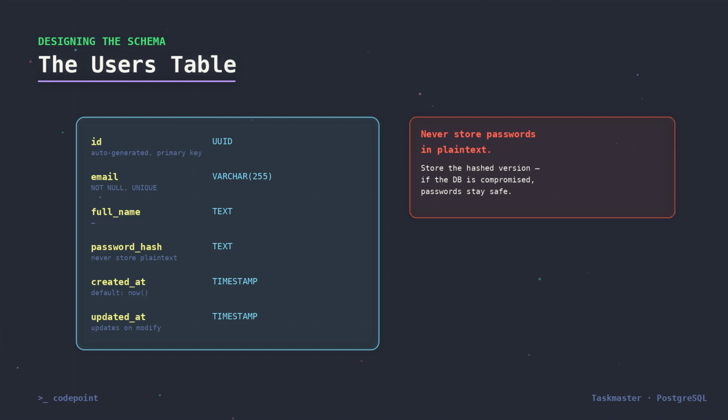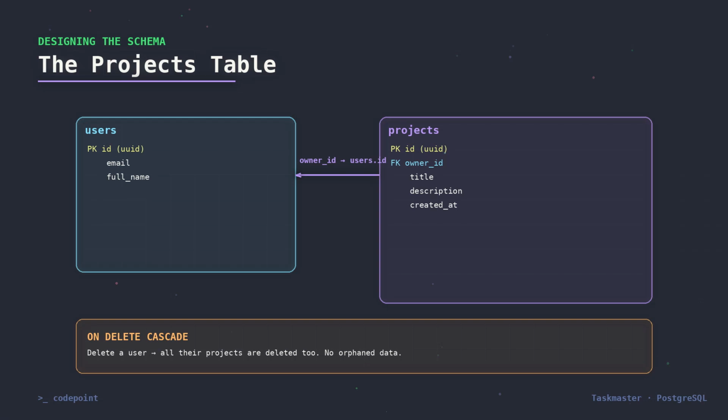The users table. Let's start with users. This is straightforward. Every user gets a UUID, a unique ID. It's auto-generated. An email field. Varchar 255, not null, and unique. No two users can have the same email. Full name, just text. Password hash. Never, and I mean never, store passwords in plain text. We store the hashed version. If the database is compromised, passwords are still safe. Created at and updated at. 2 timestamps. The database automatically populates created at when the record is inserted. Updated at changes whenever the row is modified. That's it. Clean, simple, secure.